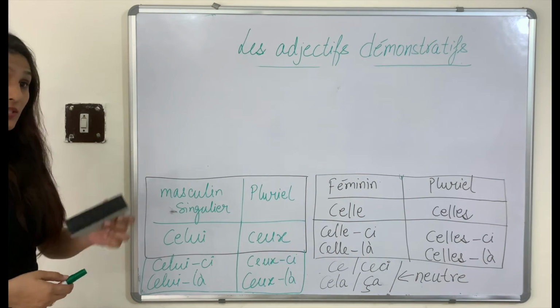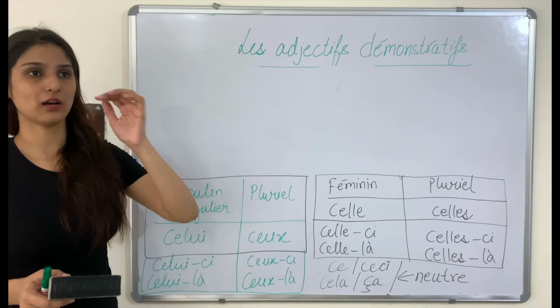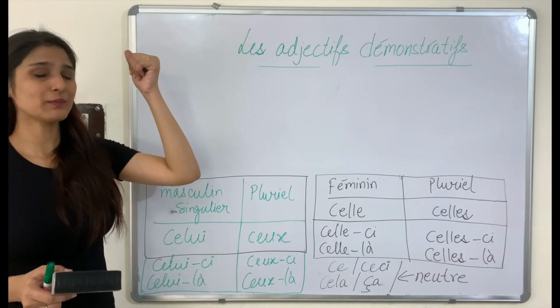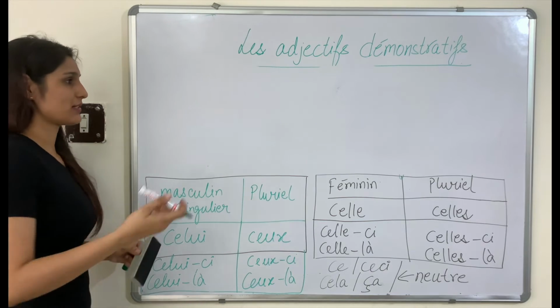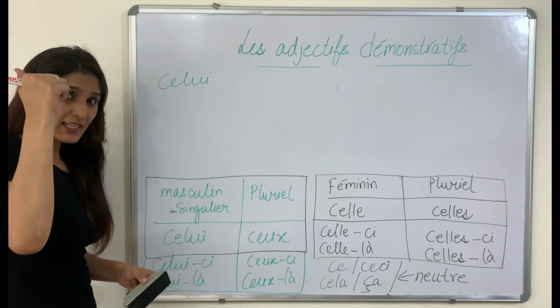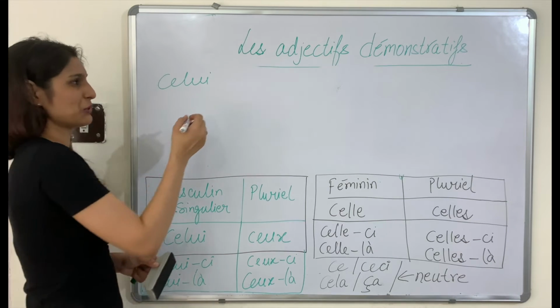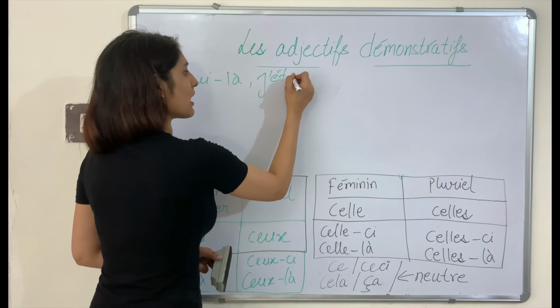So celui-là, if you're talking about some day, celui-là, je n'étais pas présent. That day there, I wasn't present. Celui-là, you're talking about that day. So celui-là, non, je n'étais pas présent. J'étais absent.